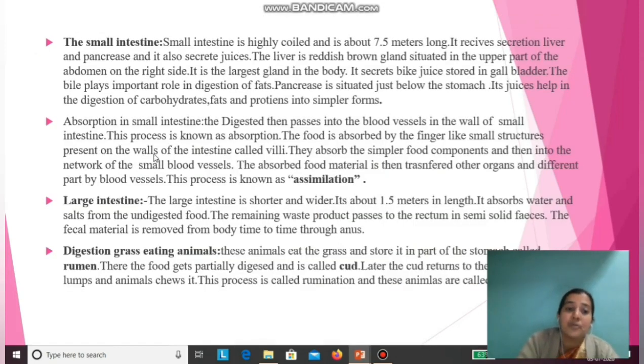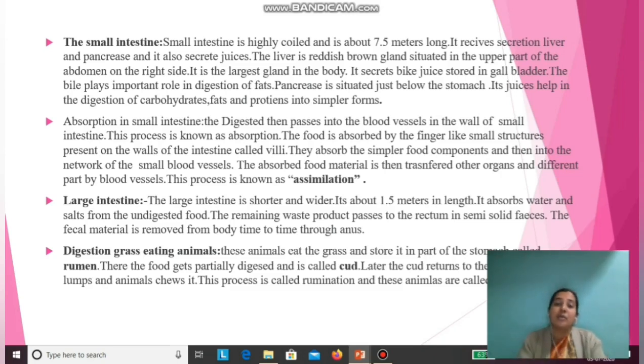Next, absorption in the small intestine. Whatever food we have taken is digested partially in different stages. The digestion process takes place in one phase or another, in different compartments, right? The same way it goes there. When it comes to the small intestine, it helps in digestion as well as the process of absorption. Whatever digested food is received in the small intestine is absorbed. It means your complex components have been broken into simpler forms, and those are absorbed by the small intestine.